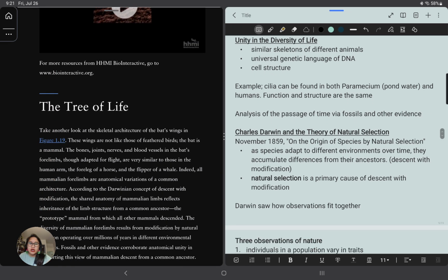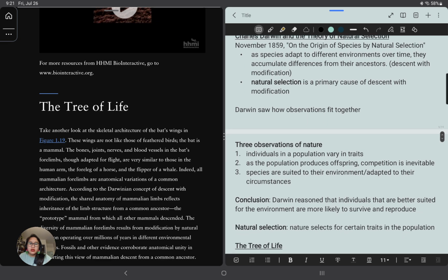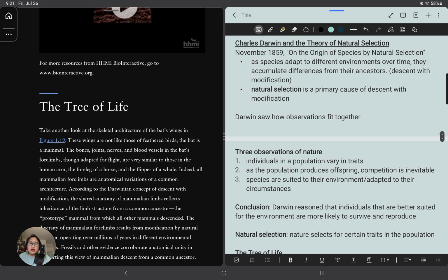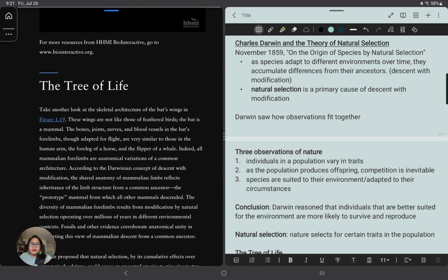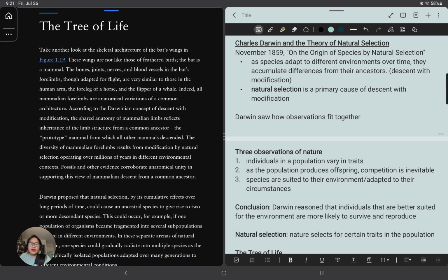Okay, so now we're just going to go over my notes. I wrote here, Charles Darwin and the Theory of Natural Selection. November 1859, On the Origin of Species by Natural Selection. As species adapt to different environments over time, they accumulate differences from their ancestors: descent with modification. Natural selection is a primary cause of descent with modification.